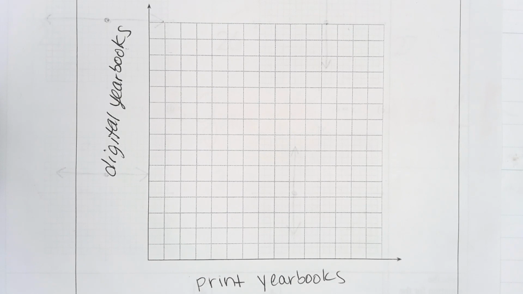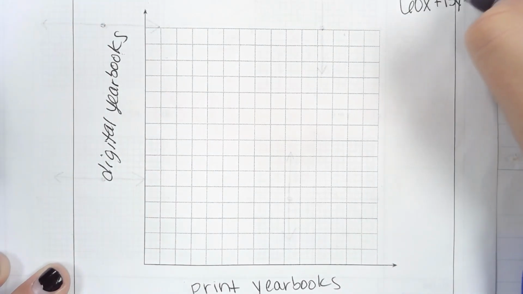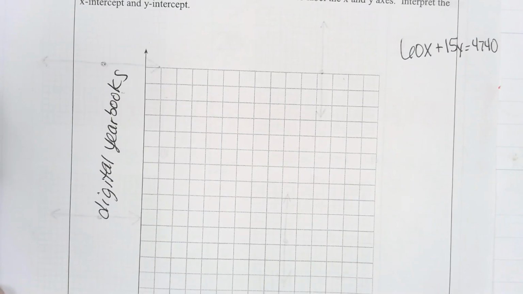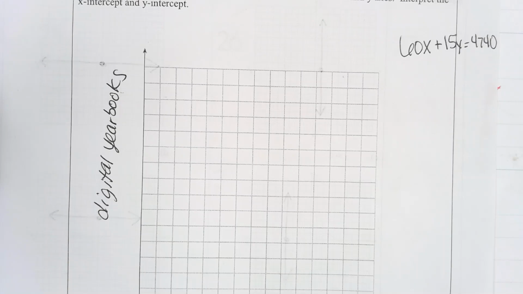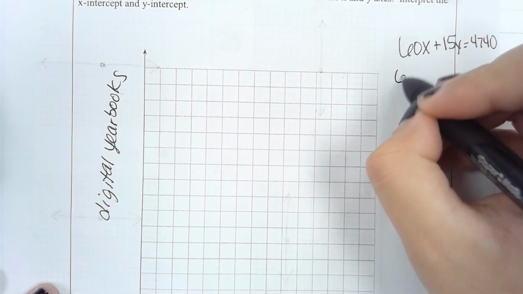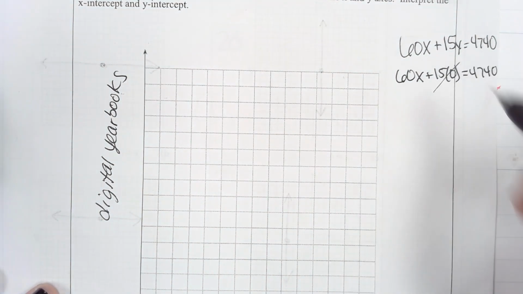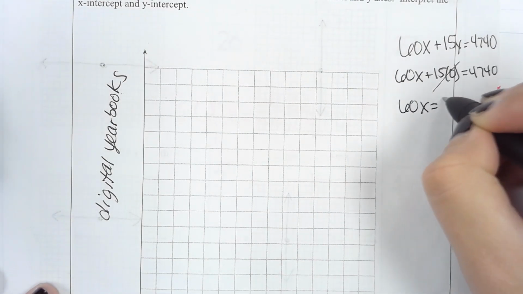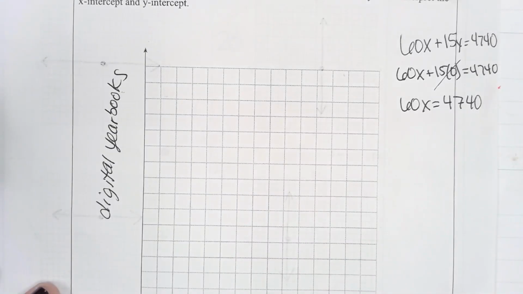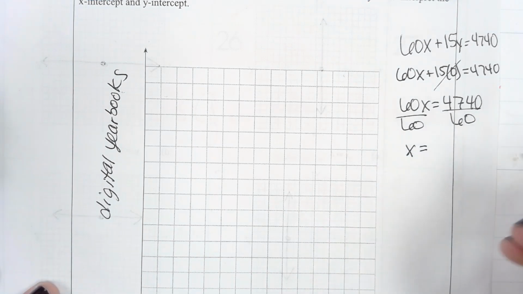So our equation that they gave us, which I am going to do over here, is 60x plus 15y equals 4740. So they want us to find our x and y intercepts and then graph that on our graph here. So let's solve for x first. So I'm going to plug in 0 for y. And then 0 times anything is 0. So now we have 60x equals 4740. And then to get x by itself, we can divide both sides by 60, and we get an x-intercept of 79.